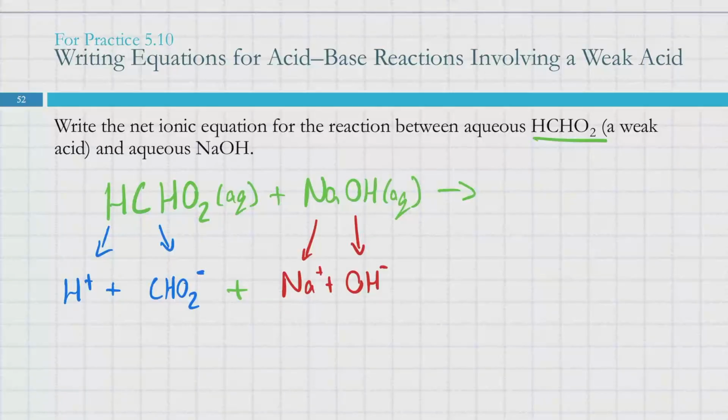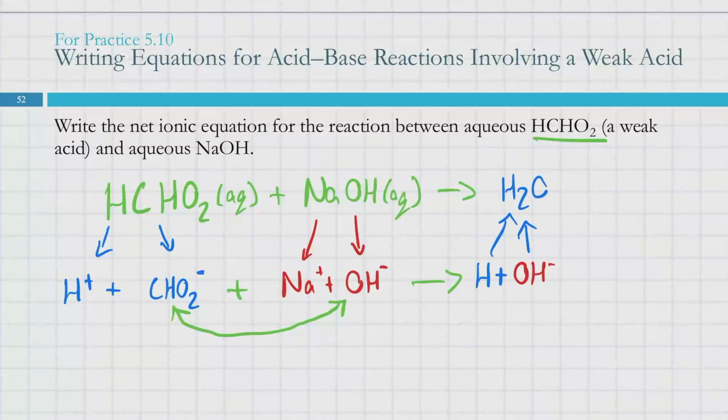To figure out how they recombine, we're going to swap the CHO2-, like it's a double displacement reaction, because it is. And that will turn into the H+ being with the OH-. So H+ plus OH-, that's H2O. And we've also got the Na+ with the CHO2-.